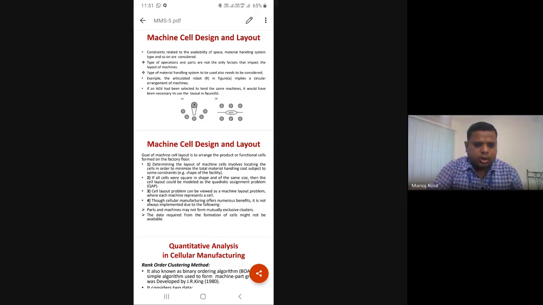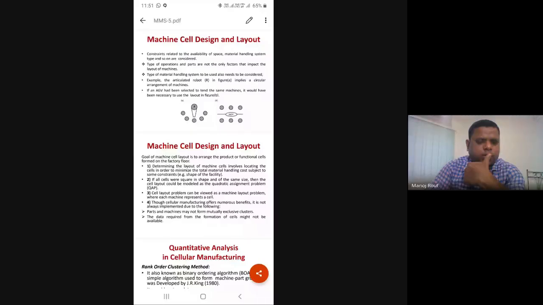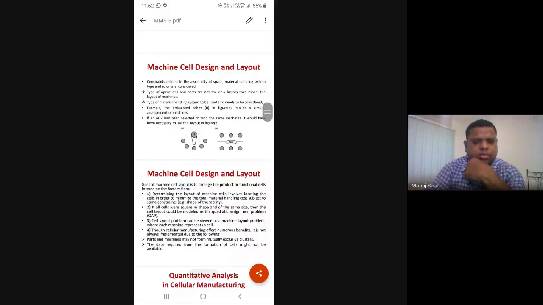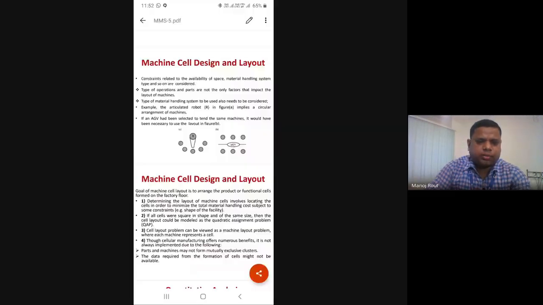Moving to the next ones, in case of good machine arrangement, just a minute. Actually, these are not visible properly. I'll take the reference from the slide. It is not rotating, go to portrait mode. Okay, fine.